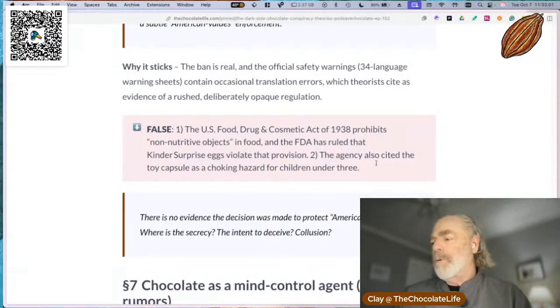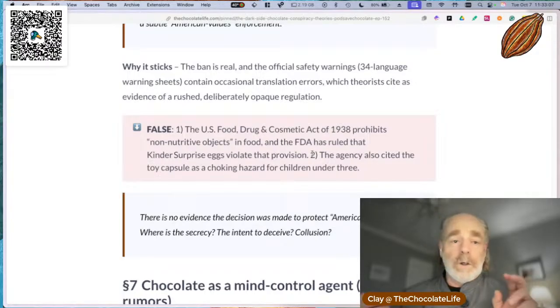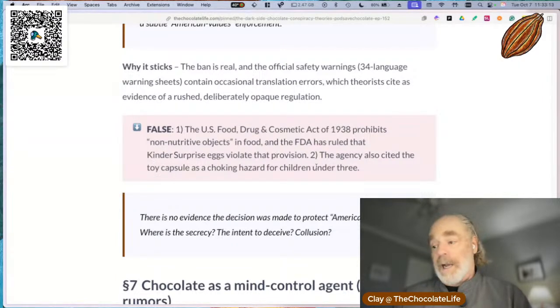And number two, the agency also cited the toy capsule as a choking hazard for children under the age of 3. So let's go back and take a look at it. There's no evidence that the decision was made to protect American values. It was not done in secret. It was not intended to, well, there's no documentation that it was secret.